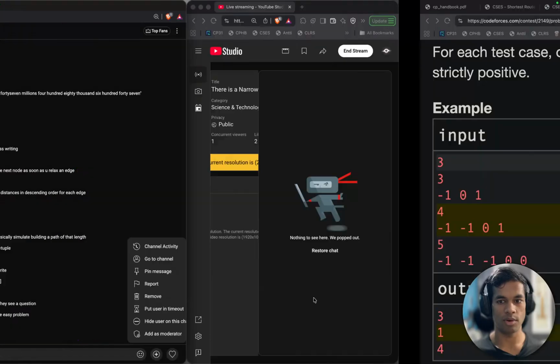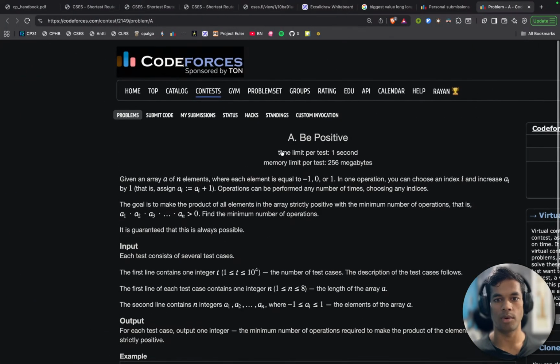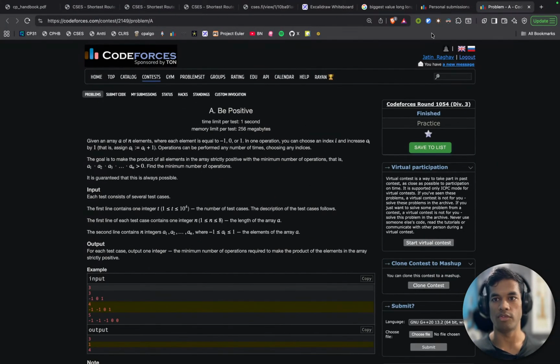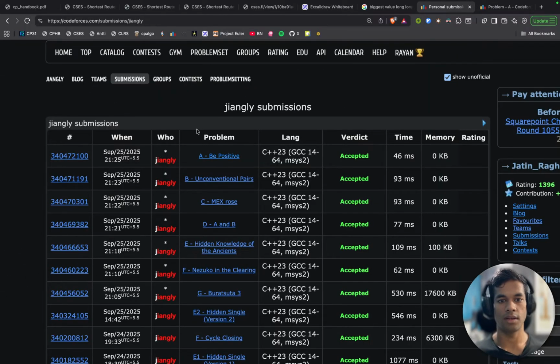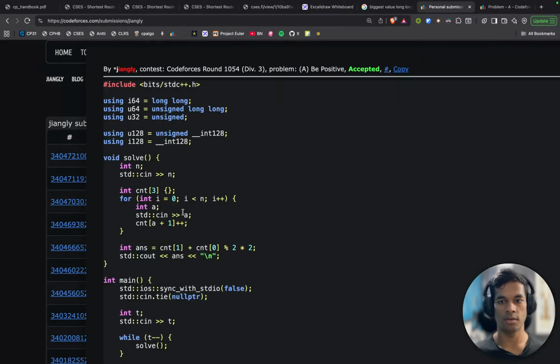And what is the rating of this problem? This is the easiest problem. Problem A, Be Positive. And let's see his solution for this.